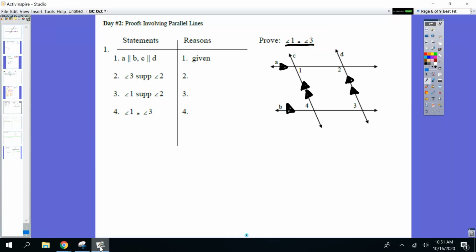Zach, what type of angles are 2 and 3? Same side interior. What do you know about them? They're supplementary. Right? They're same side interior, so they should be supplementary. So what's my reason? I had you guys write this down a bunch while you're watching the video. What did I give you? What type of lines? So you're going to start off by saying parallel lines, and then you're going to use this arrow pointing to the right, which means implies.